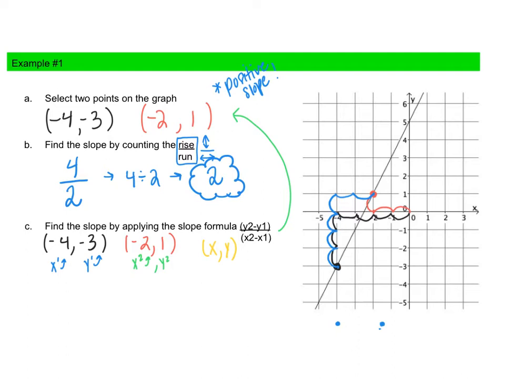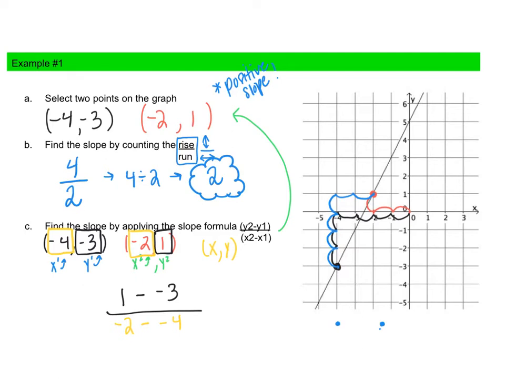So the first one is y2. So I'm starting with 1. Take away y1, so take away -3, over x2, -2, minus x1, -4. So now that I have my values written down into this fraction, into this little equation I'm about to solve, I'm just going to solve it and see what it equals.